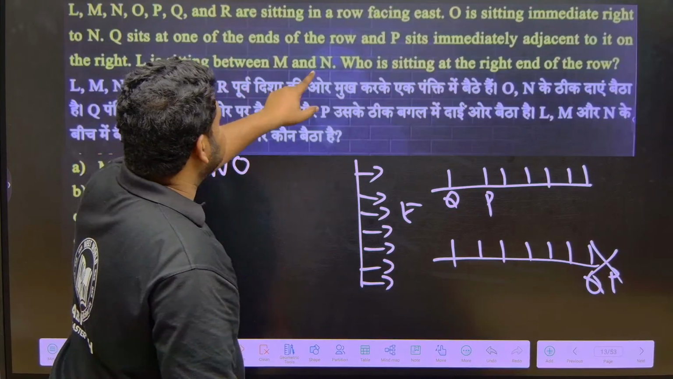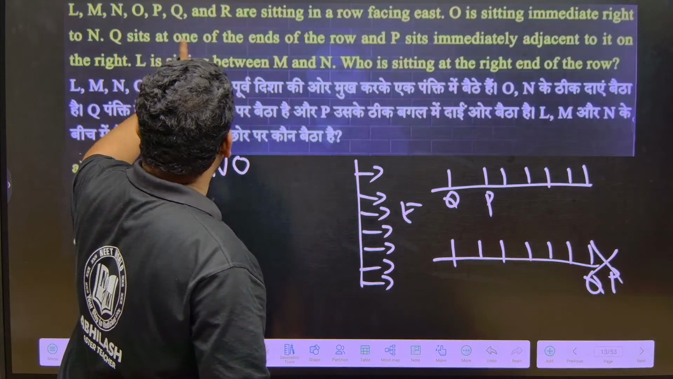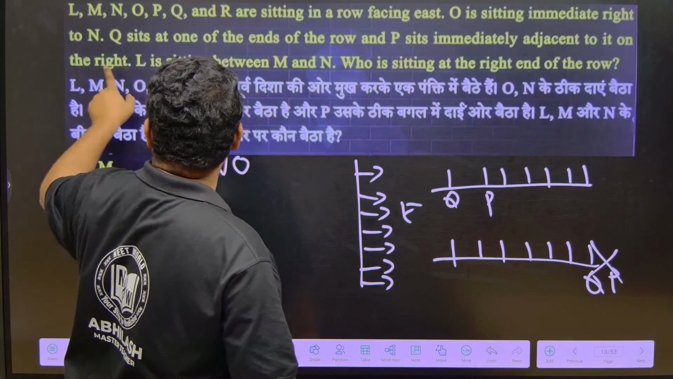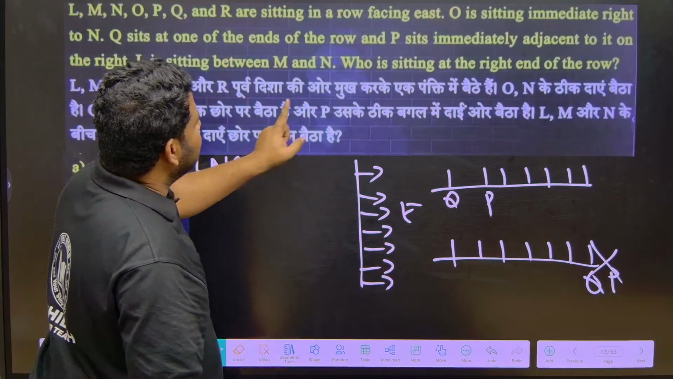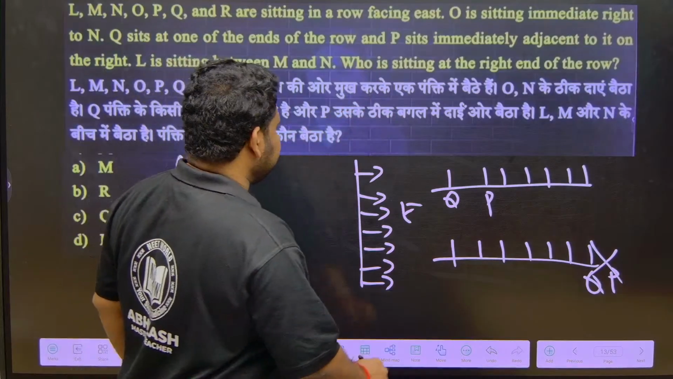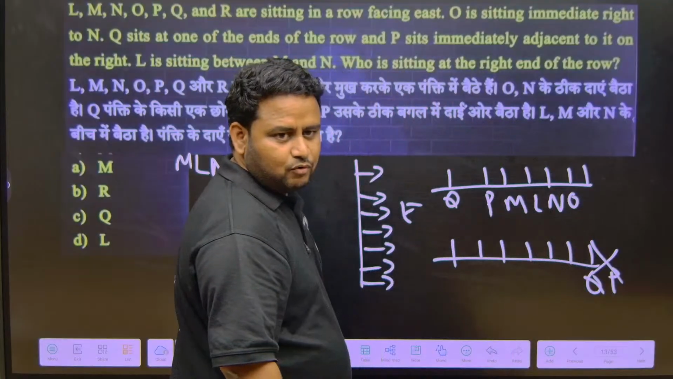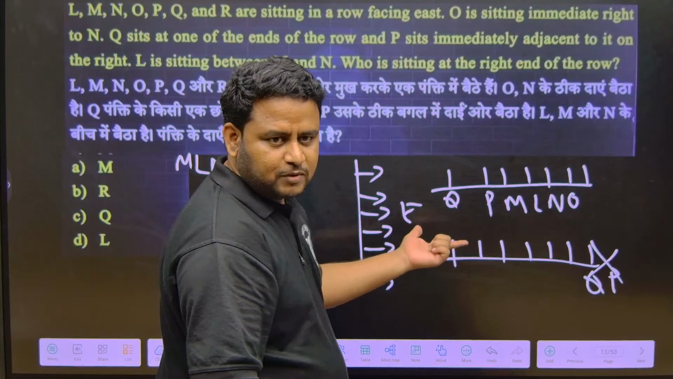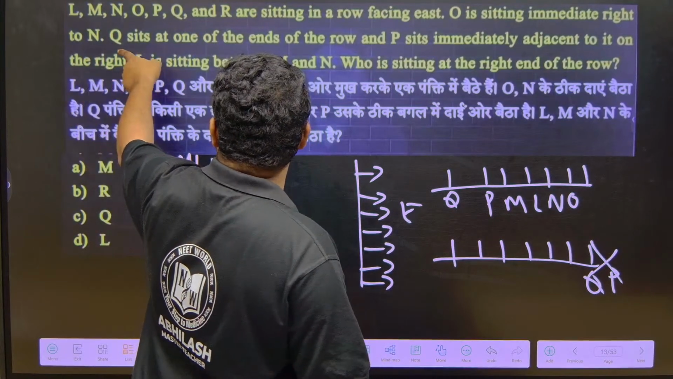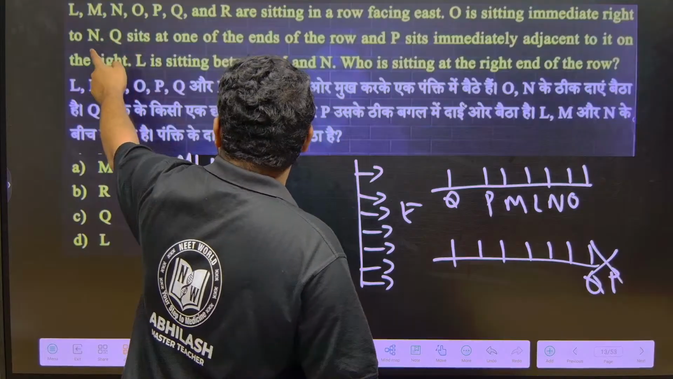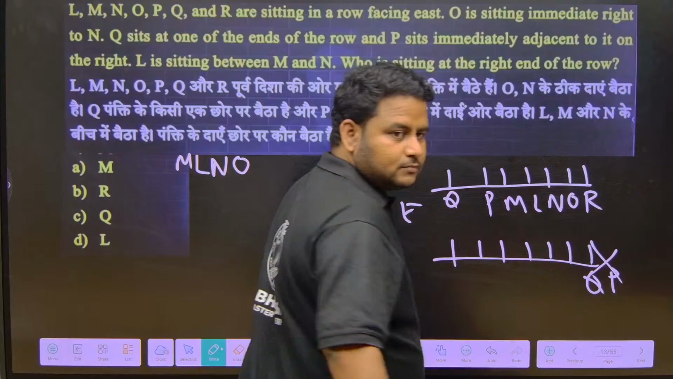L is sitting between M and N. Have I left any segment? O is sitting to the right to N. Q sits at one end of the row and P sits immediately adjacent to it on the right. O is sitting to the right end of the row. If I write ML, NO, is there anything wrong here? No problem for us. Who is sitting to the immediate right? What is the leftover person? R is leftover. I'll write R here.